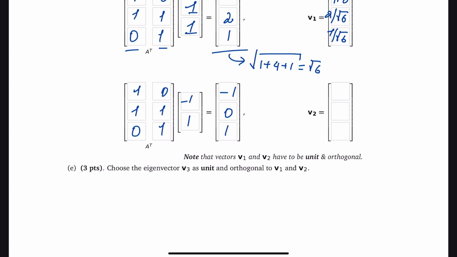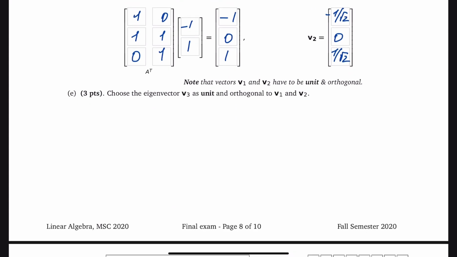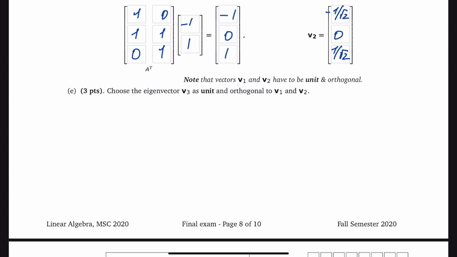So the norm of this vector is square root of 2, so that's why it's going to be minus 1 divided by the square root of 2, 0, and 1 divided by the square root of 2. And the last part, we need to find the V3 vector, which is going to be orthogonal, sorry, to V1 and V2. The vector V3, which is orthogonal to V1 and V2, can be found by just multiplying V1 by V2.